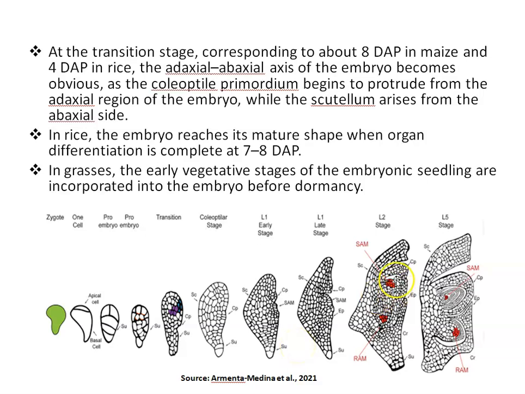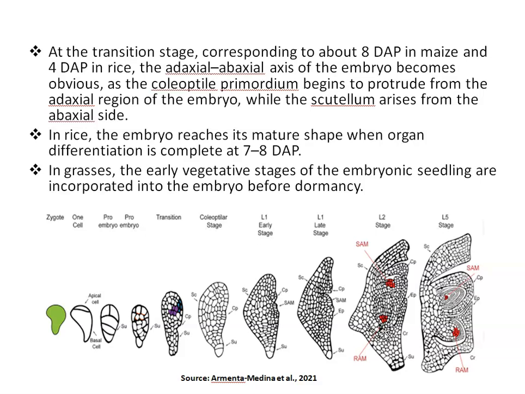The shoot apical meristem, you can see here in red color, develops on the adaxial side and will produce several embryonic leaves during seed development, while differentiation of the RAM, that is the root apical meristem here, lower part, defines the basal pole of the embryo. In rice, as I already told you, the embryo reaches its mature shape when organ differentiation is complete at 7 to 8 days.